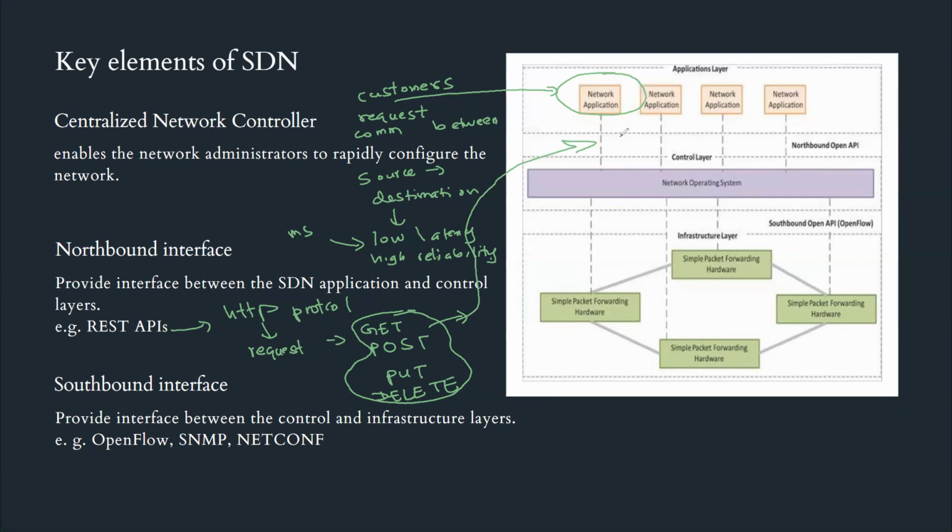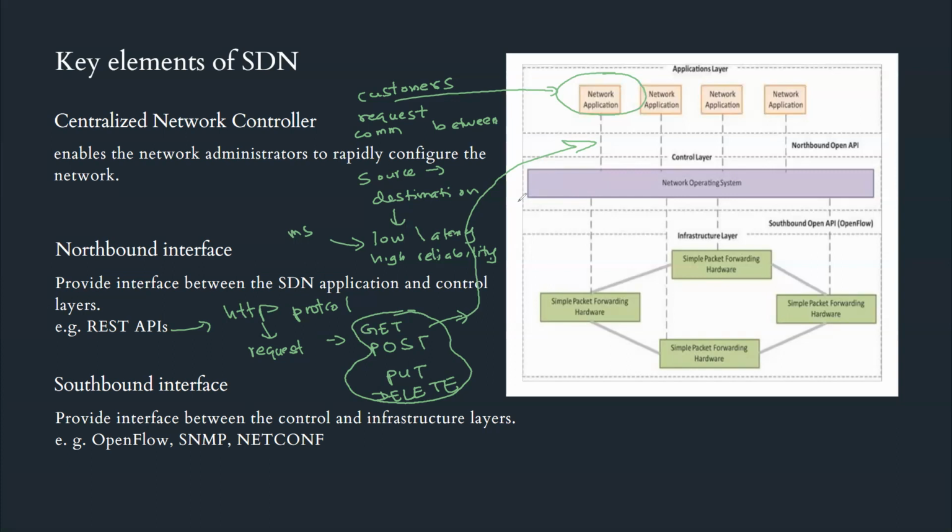So the protocols used are basically protocols that follow the REST API, and an example of such a protocol is the HTTP protocol. So we can say that the network application here has to use a protocol similar to the HTTP protocol to access the controller.